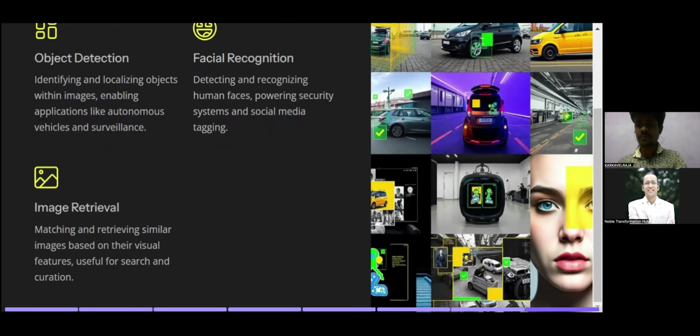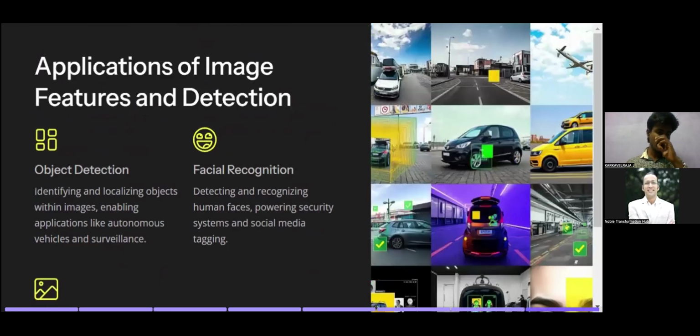Next, image retrieval: matching and retrieving similar images based on their visual features, useful for search and curation. Based on the features, we can predict that an image is closely similar to another. For example, a cat somewhat resembles a tiger, right? This kind of retrieval of similar images is done using image retrieval. This is also one of the applications of image features and detection.